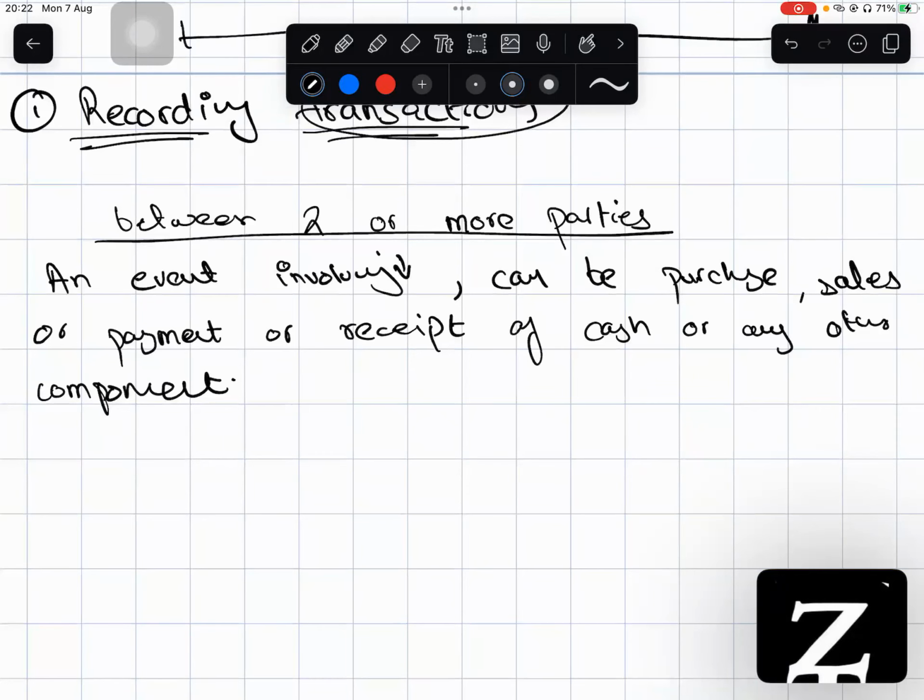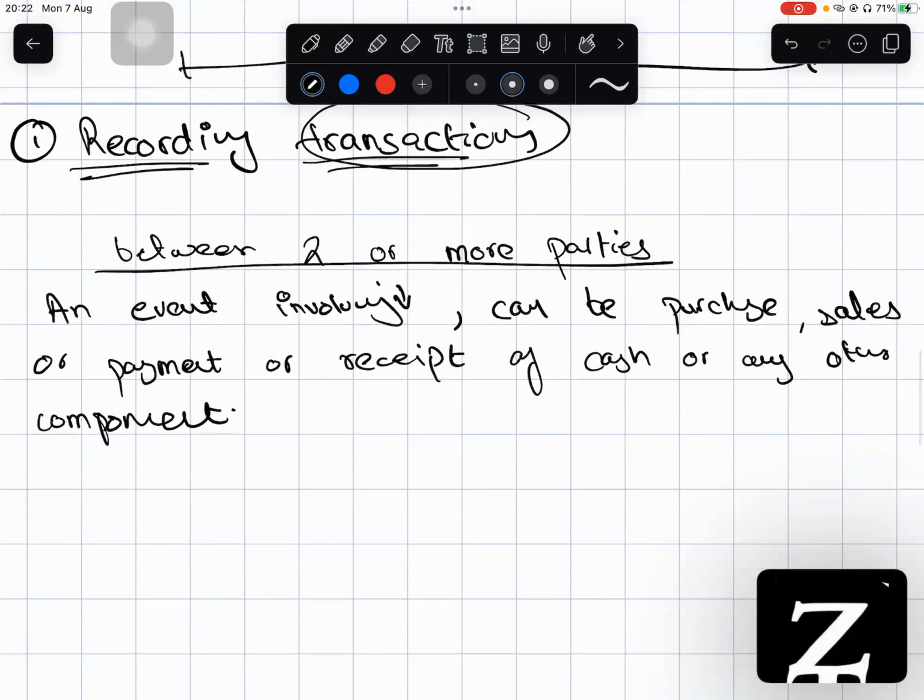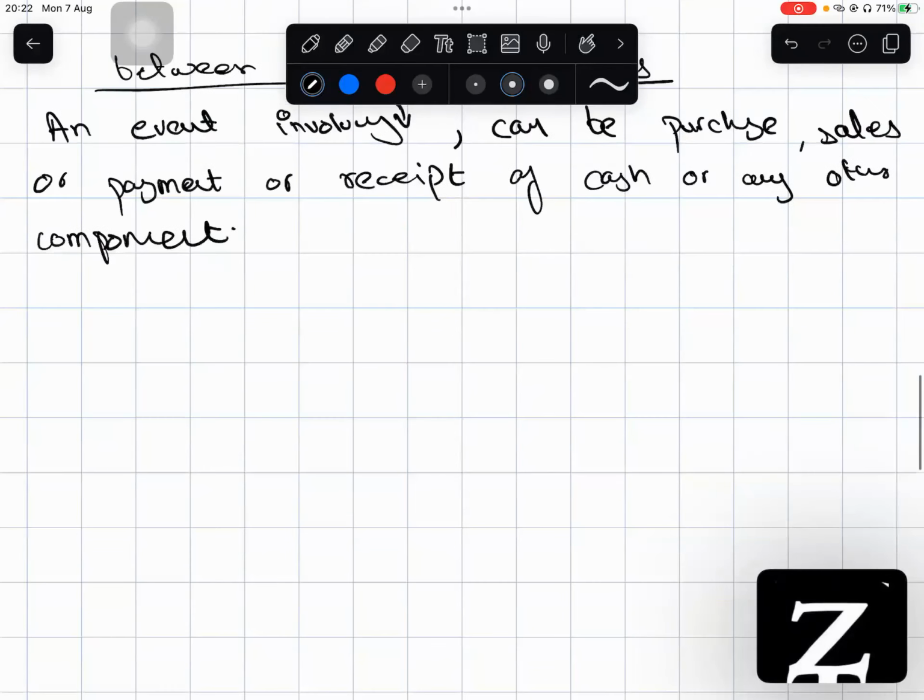Okay, so the first thing that you need to understand is what a transaction is. A transaction is any event that involves some sort of a purchase going on, any sort of sale going on, any sort of a payment that you are making to somebody else, to some other company, any sort of payment that you are receiving from another company. Everything will come under the heading of transactions.